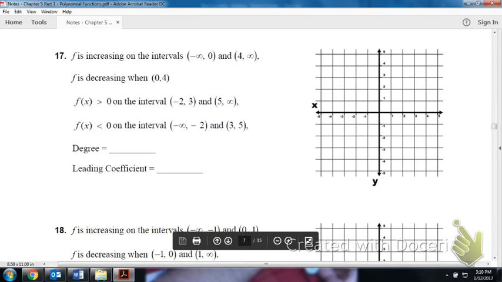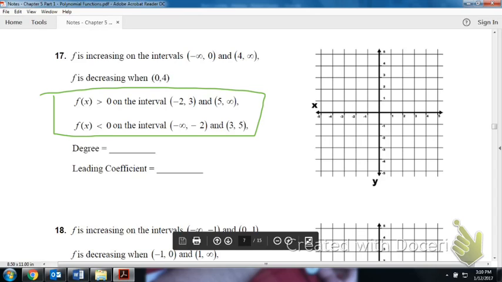Okay, for 17, 18, and 19, we are, again, asking you to graph this, but we're not giving you the equation, we're giving you information about the equation, and asking you to put up a best sketch. It's not going to be perfect, obviously, but just going to ask you to put up a sketch. So we're going to start off with where it's positive and where it's negative.